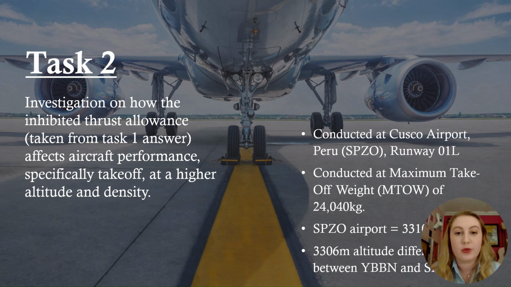The aim of task 2 is to attempt a takeoff in the CRJ 200 at the calculated minimum thrust found in task 1 at an airport with a much higher altitude than YBBN. The main goal of this task is to observe and analyse how air density and altitude affect takeoff performance. The second part of this task is to then make an aerodynamic change to the aircraft if the initial takeoff fails. The purpose of this is to observe what needs to be done in order to have a successfully reduced thrust takeoff at a high altitude. Similarly to task 1, the CRJ 200 will be attempting takeoff at its MTOW, 24,040 kilograms.